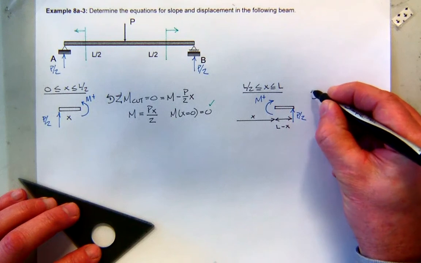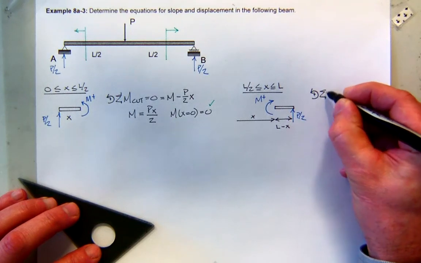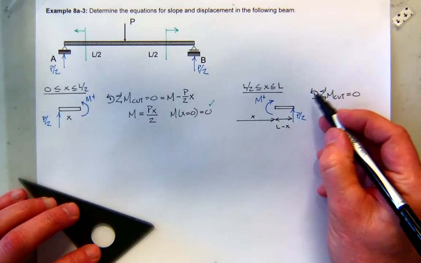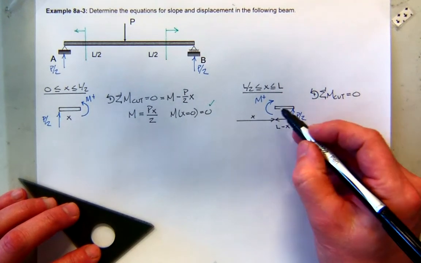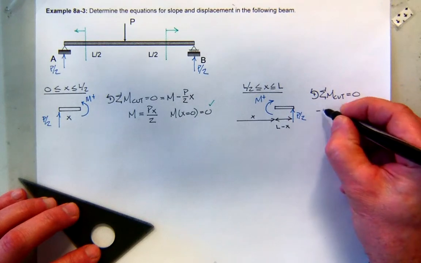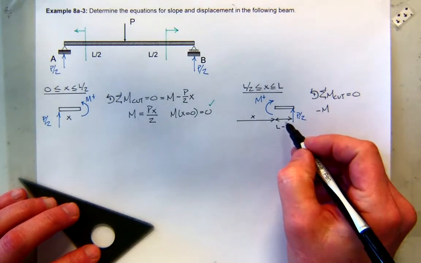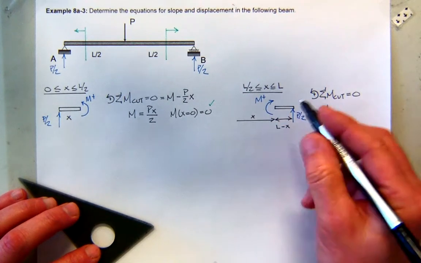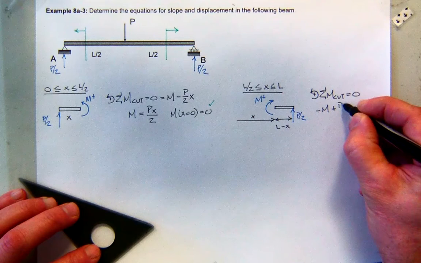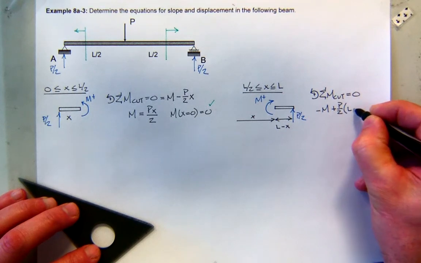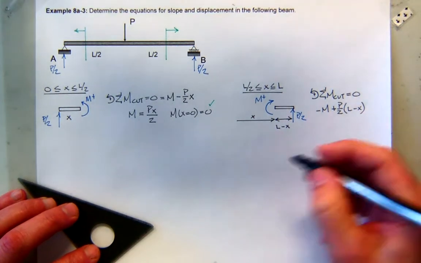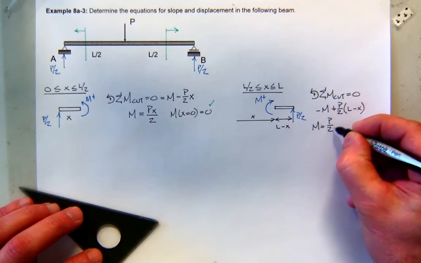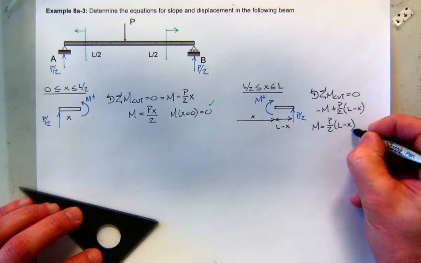So now when I sum moments again at the cut, which we've done a few times, and make sure it's in equilibrium, also using right-hand rule, with that sign convention, I'm looking at this moment, that becomes a negative moment. And about the cut surface, this P over 2 force creates a positive moment. So that's P over 2 force, and the distance is L minus x. So I can now solve and find my moment, and it's P over 2 times L minus x.